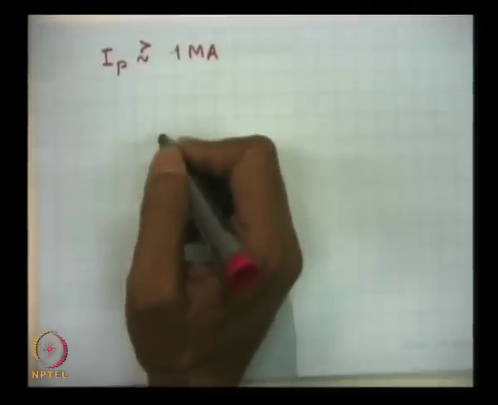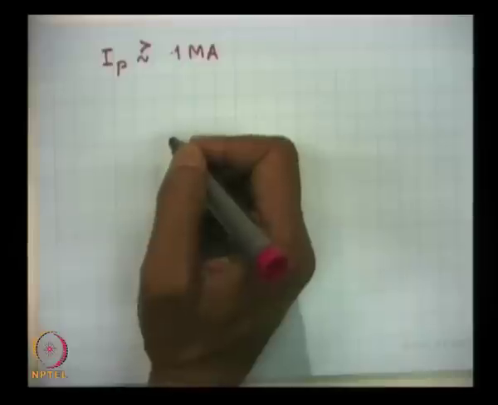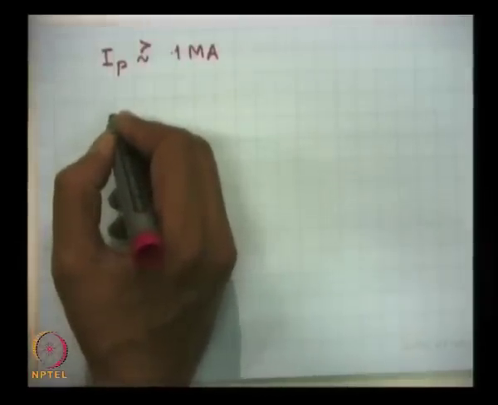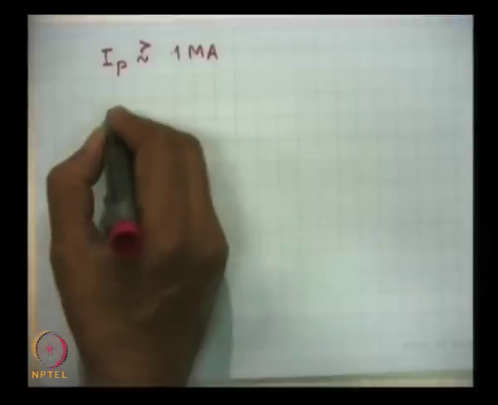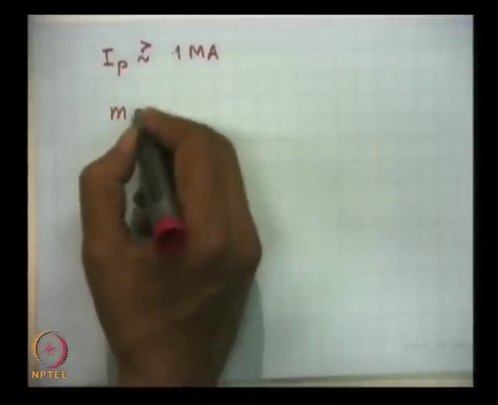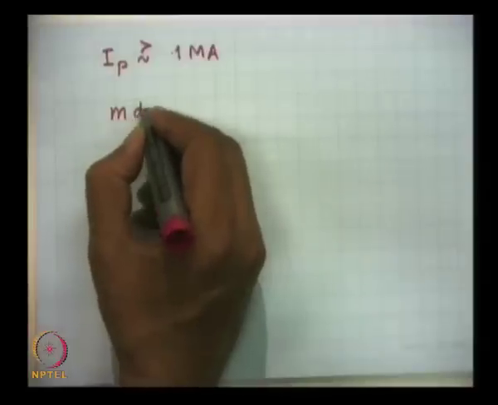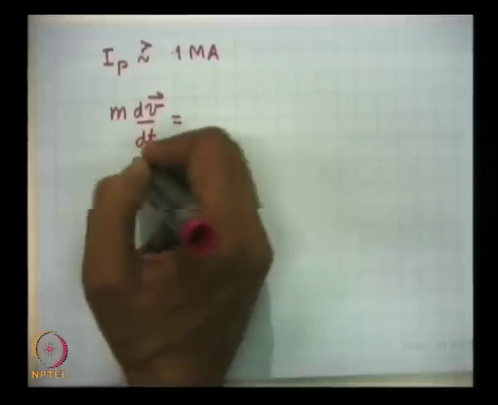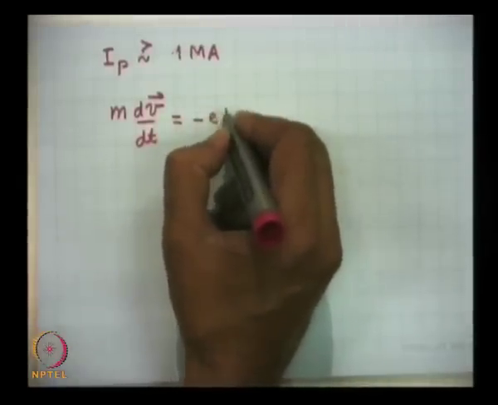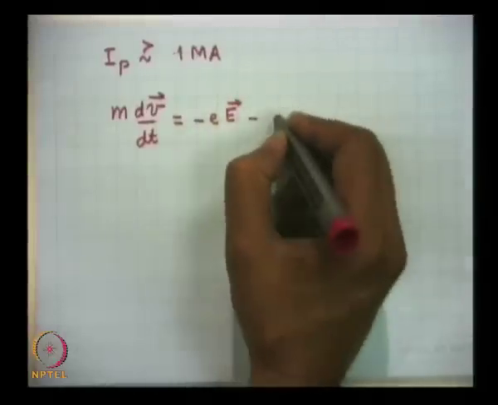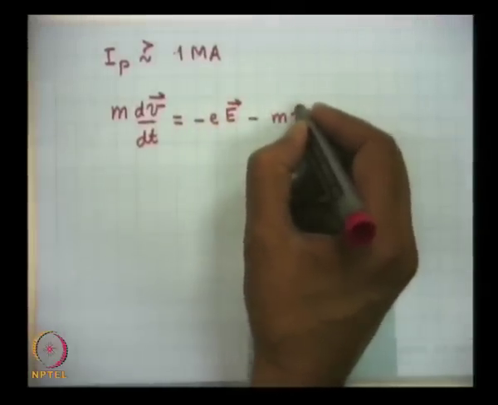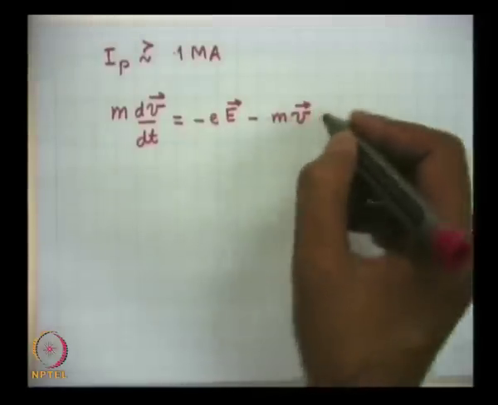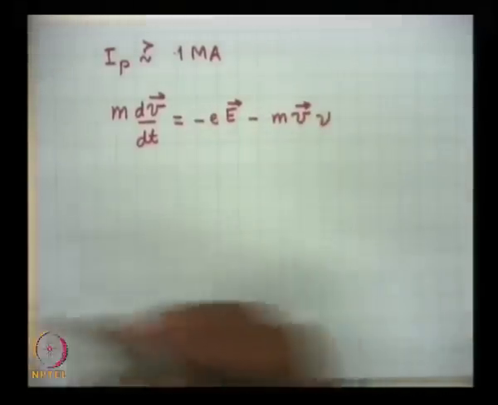Now let us examine the character of current, or rather the electron response to a DC field, a field of low frequency. I'm talking about the rate of change of momentum of a particle, m dv by dt, in the presence of an electric field in the system. It is equal to the electric force on the particle minus m v, this is the average momentum, drift momentum of the particle, multiplied by the collision frequency. This is the average momentum they lose per collision.